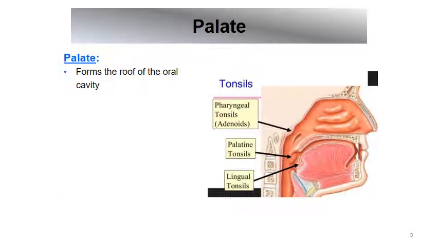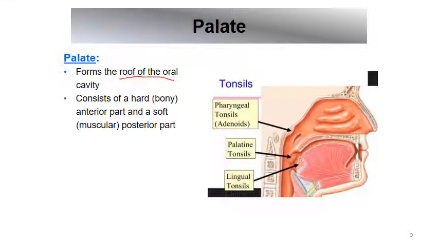Next, the palate. So the palate refers to the roof of your mouth, the roof of the oral cavity. It consists of the hard part or the bony part. This is more the anterior region. And then the back part is soft. We call it soft because it's muscular. So I'm going to get you guys a really good picture for the lab, and we'll go through the hard palate versus soft palate.